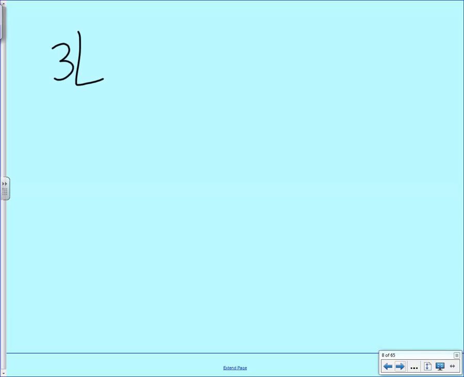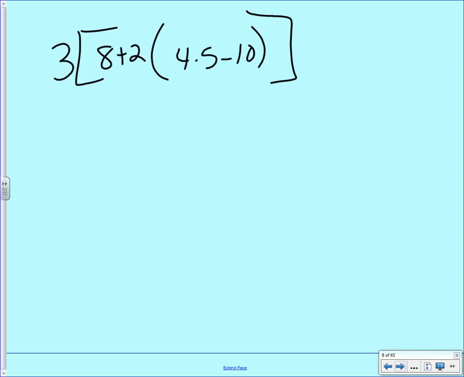This one is 3, I've got brackets, 8 plus 2 times (5 minus 10), and then close brackets. So what I need you to see is this bracket right here tells you that we're going to take care of everything in here first before we multiply by 3. But before that, I actually have to follow the parentheses here first to take care of that. So we're going to write our order of operations.